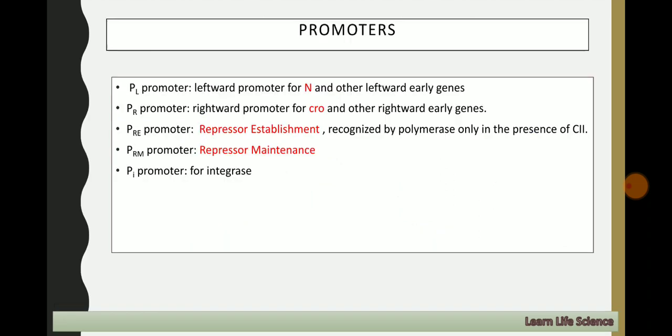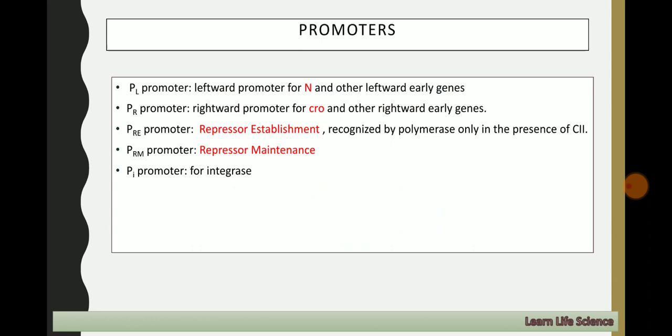Now, here I have given the full forms as well as the function of various promoters, from which the PL promoter is leftward promoter for early gene N and other leftward early genes. As I have told you, N is going to encode for anti-termination protein, which will allow the transcription of further early genes. The second one is PR promoter, that is rightward promoter for CRO and other rightward early genes.